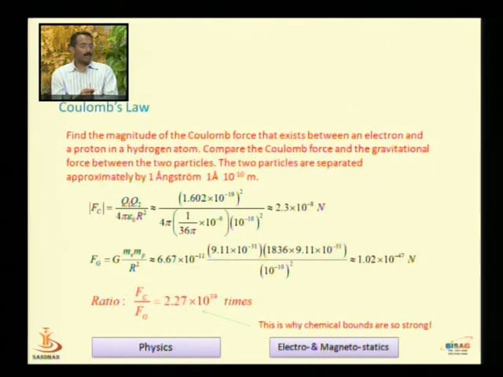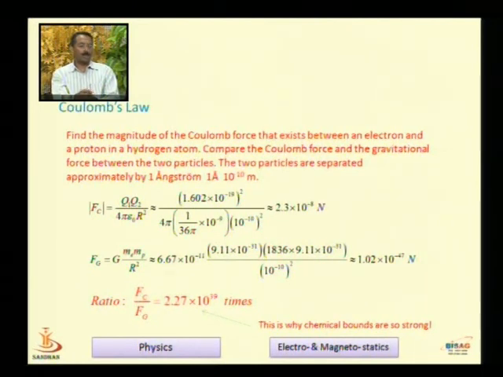So you can see the Coulomb force, you can roughly calculate, it is 2.3 into 10 to the power minus 8 Newton. This is the force between electron and proton. Since the charges on electron and proton are opposite, this force is attractive. Similarly, now let us consider gravitational force.